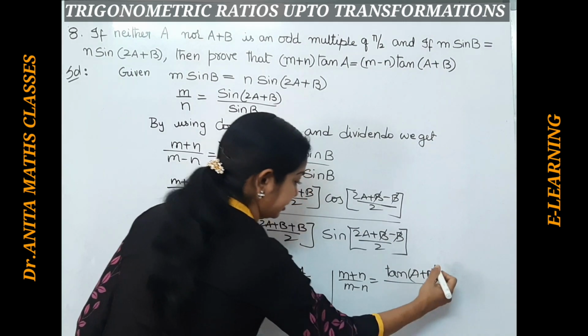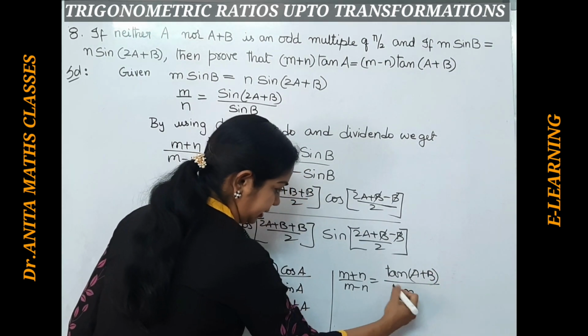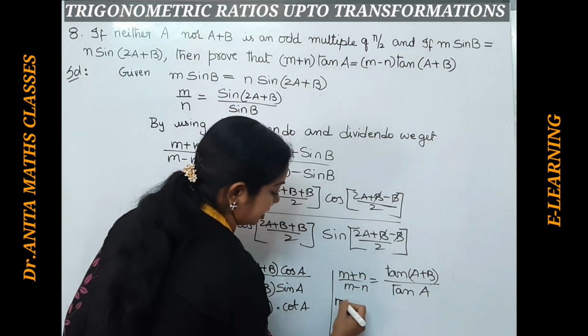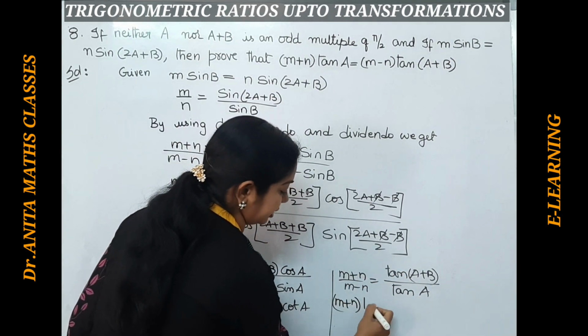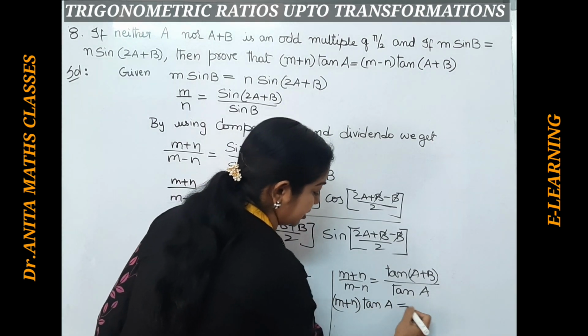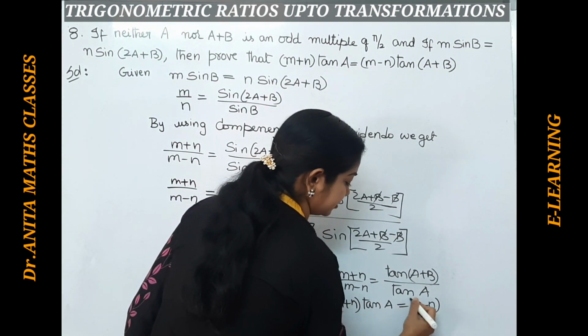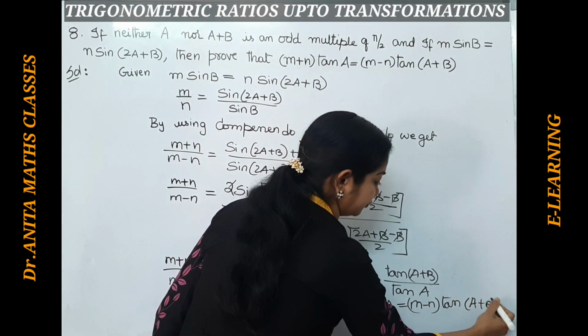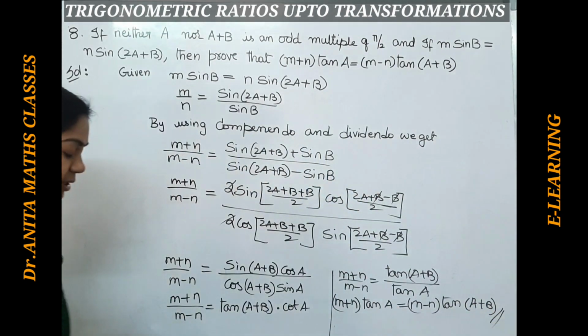So cot A, I can write it as 1 by tan A. Right, like this. Now cross multiply. So this becomes (m plus n) into tan of A equals (m minus n) into tan of (A plus B). That's what we have to prove. Right. Pause it and note it down.